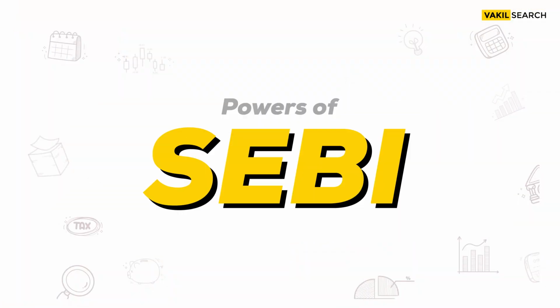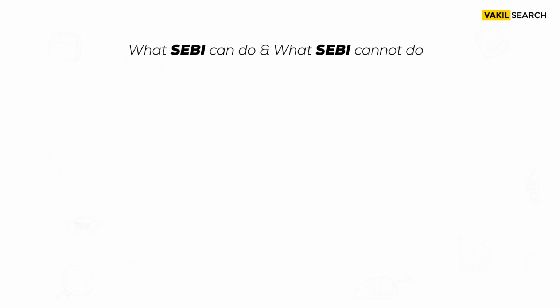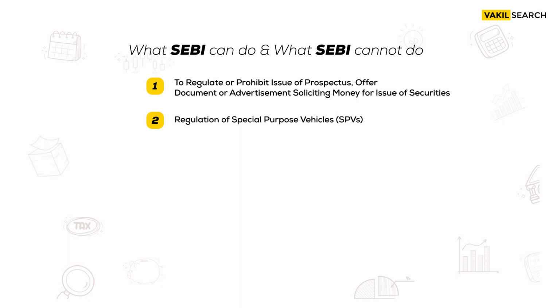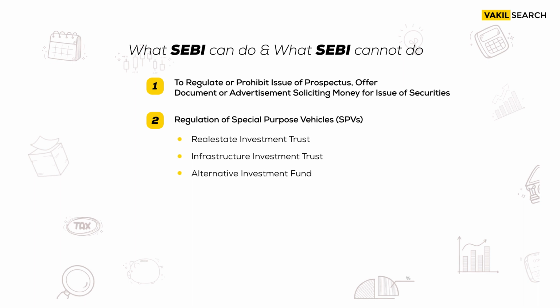Moving on to the powers of SEBI, let us take a look at what SEBI can do and what SEBI cannot do. To regulate or prohibit issue of prospectus, offer document or advertisement soliciting money for issue of securities from the public. Regulation of special purpose vehicles. There are 4 special purpose vehicles that have been recognized in India. They are Real Estate Investment Trust, Infrastructure Investment Trust, Alternative Investment Fund, and Collective Investment Fund.